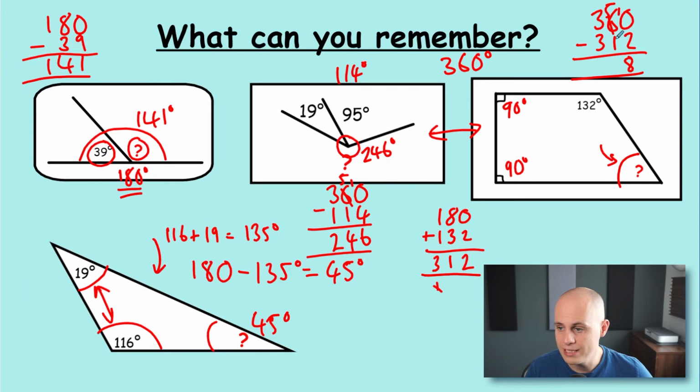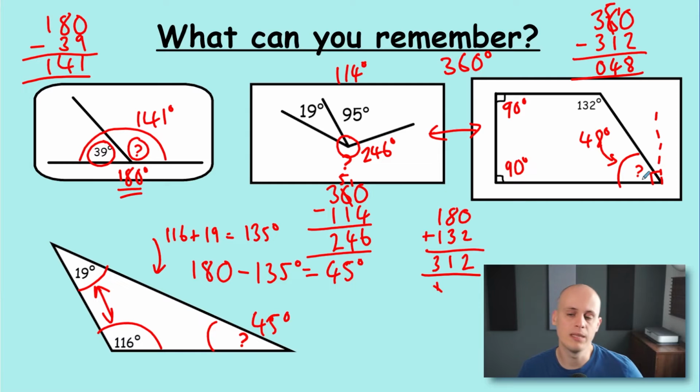10 take away 2 is 8. 5 take away 1 is 4, and 3 take away 3 is nothing. So our final angle here was actually just 48 degrees. Visually, it makes sense as well. I know it's going to be less than 90 because it's less than a right angle, which would be that. If I got an answer over 90, then I just know straight away that I've done something wrong. And sometimes checking can be really useful, thinking of those things.